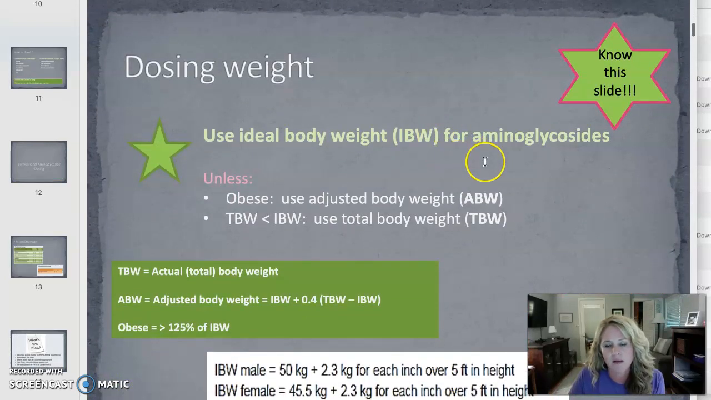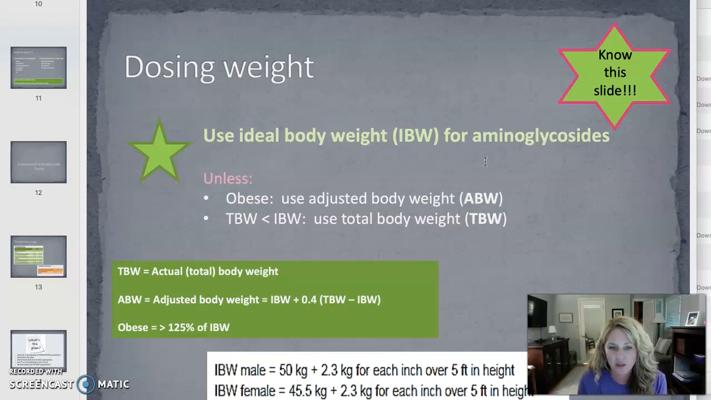Your dosing weight for aminoglycosides is always going to be ideal body weight unless your patient is obese. And we determine that they're obese if they're 25% above their ideal body weight, okay? So always use ideal body weight for dosing aminoglycosides unless they're obese, or if their total body weight is less than their ideal body weight, okay? And then you would use the total body weight. So total body weight is actual body weight.